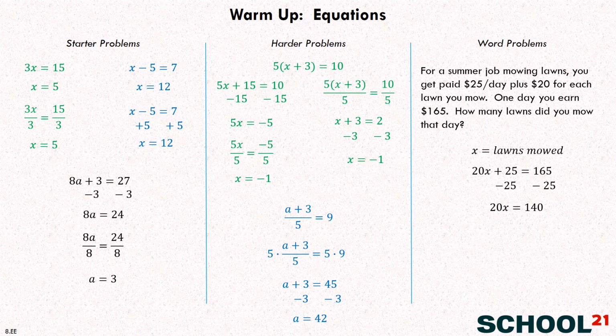Now it's bugging us? The 20. What's it doing to the x? It multiplies. So how do we get rid of it? Divide. So we're going to divide both sides by 20, and the left-hand side will be what? X. And how about the right side? 7. Okay, so x equals 7. What does that mean, though? What's our answer to our question that the real world problem was trying to ask us? You mowed seven lawns that day, right?